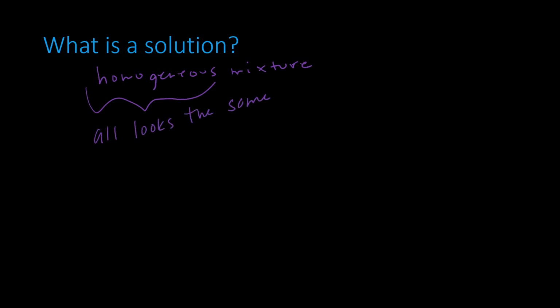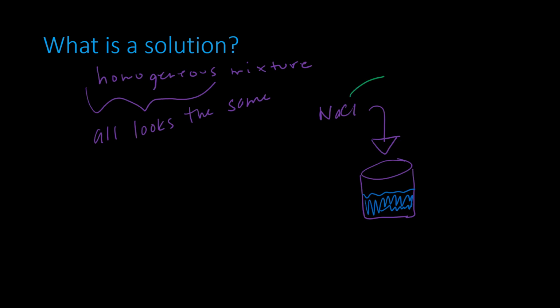So first we need to talk about what a solution is. A solution is also known as a homogeneous mixture, which if you remember from way back in the beginning, a homogeneous mixture means that it all pretty much looks the same. So if we take salt and we put it into some water, then you wouldn't be able to tell the difference between the salt and the water. It's not like oil and vinegar or oil and water where it doesn't mix together. It dissolves into it.